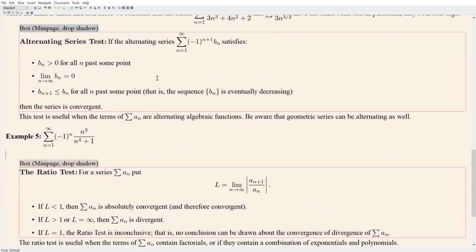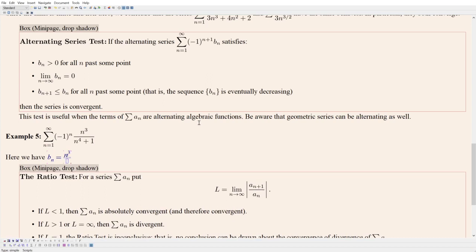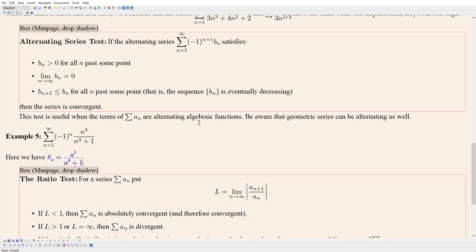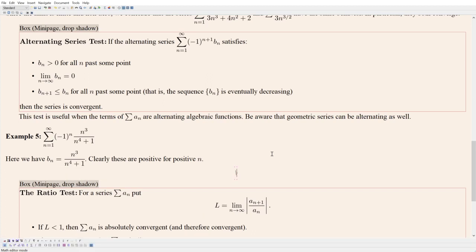Okay, so let's verify that the premises of the alternating series test are met. Are these positive? So let's see. Here we have b sub n is n cubed over n to the fourth plus 1. So clearly these are positive for positive n. If n is negative, then the numerator might be negative, but we're starting at n equals 1, and it's only getting bigger from there, so that's nothing to worry about. Is the limit going to 0?